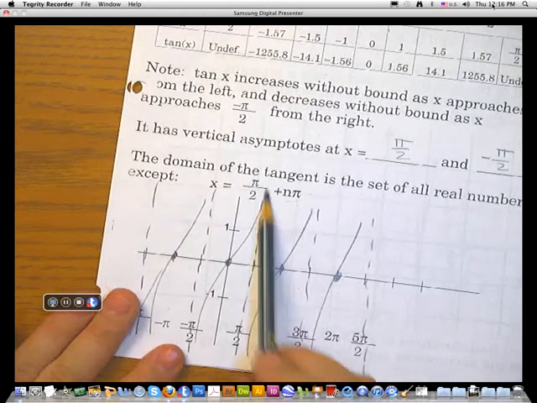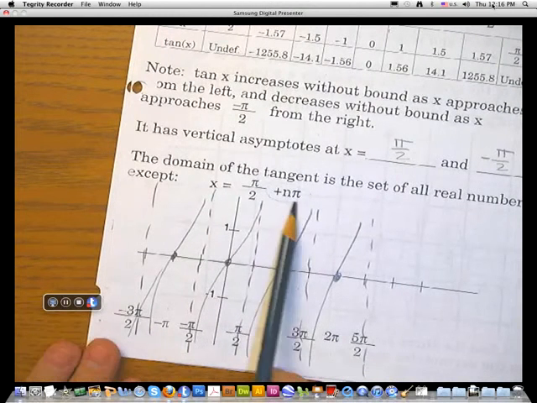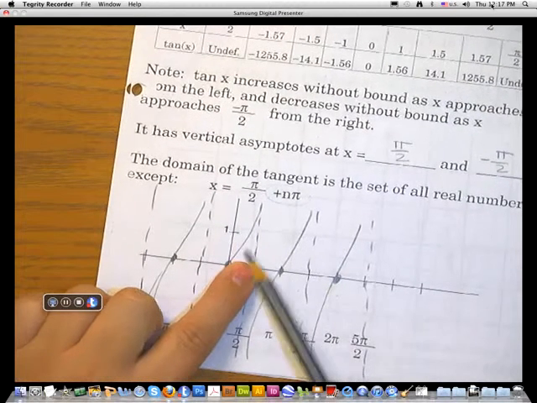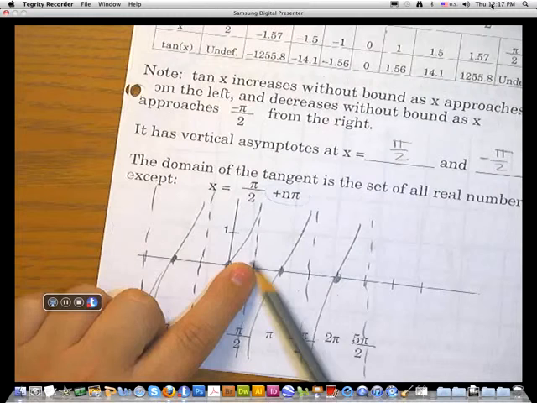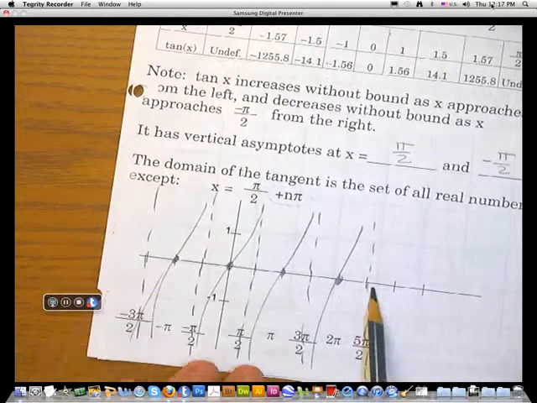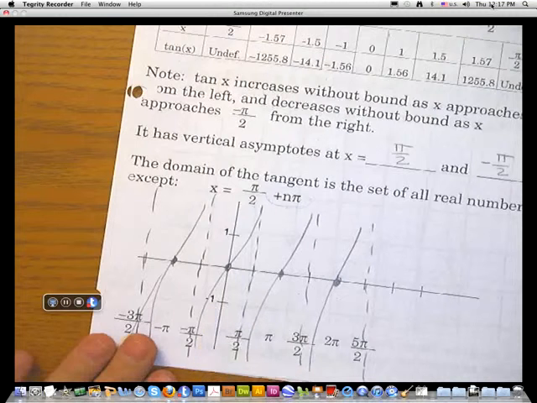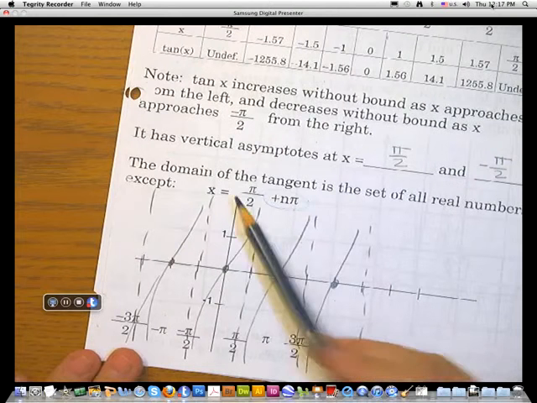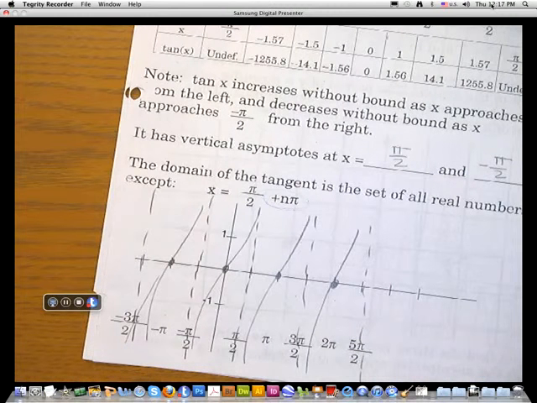So every n pi of pi over 2, because at 90 degrees, then the next one's at 270, add another 180, subtract 180. So it's at 180 degrees off of 90, if you want to look at it instead of pi and pi over 2. Okay.